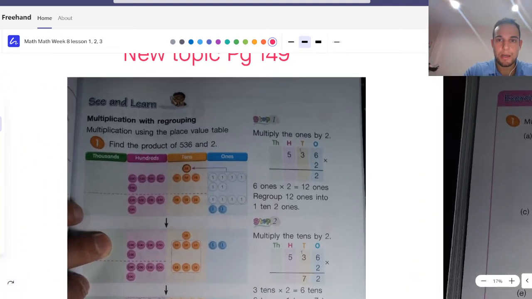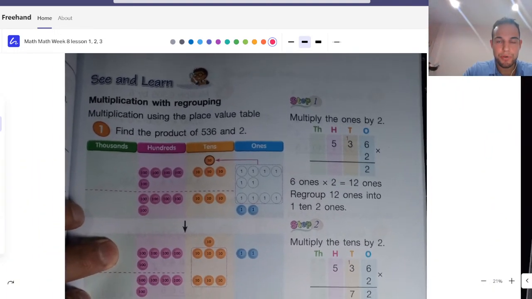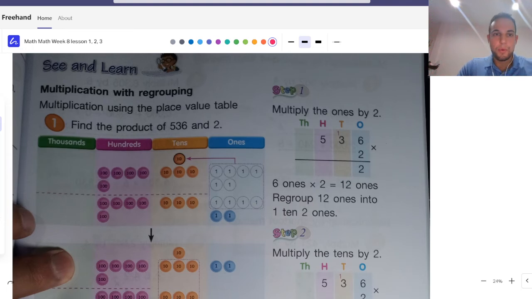So let's take a look at how we can regroup. Well, we have the same thing like before, except this time, when we have 10 ones in one group, we have to add 1 to the tens place. So it's super easy. Right now we have 536, okay? Then we multiply it by 2. So we now have this 2 times, 1 time, 2 times.